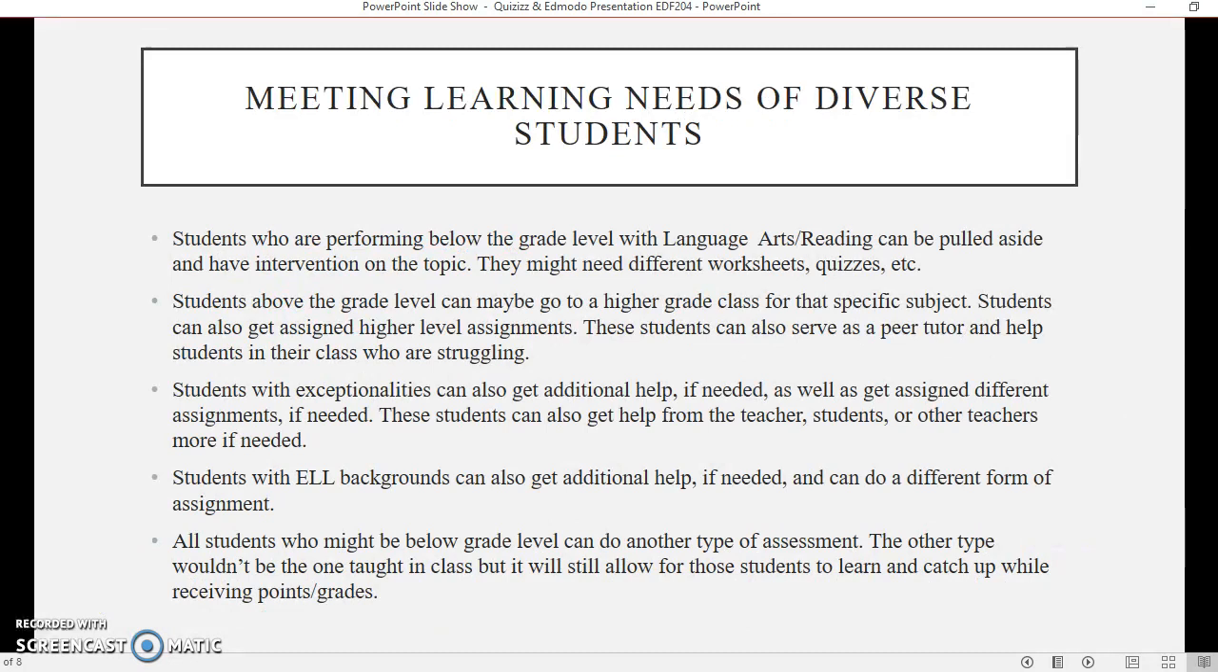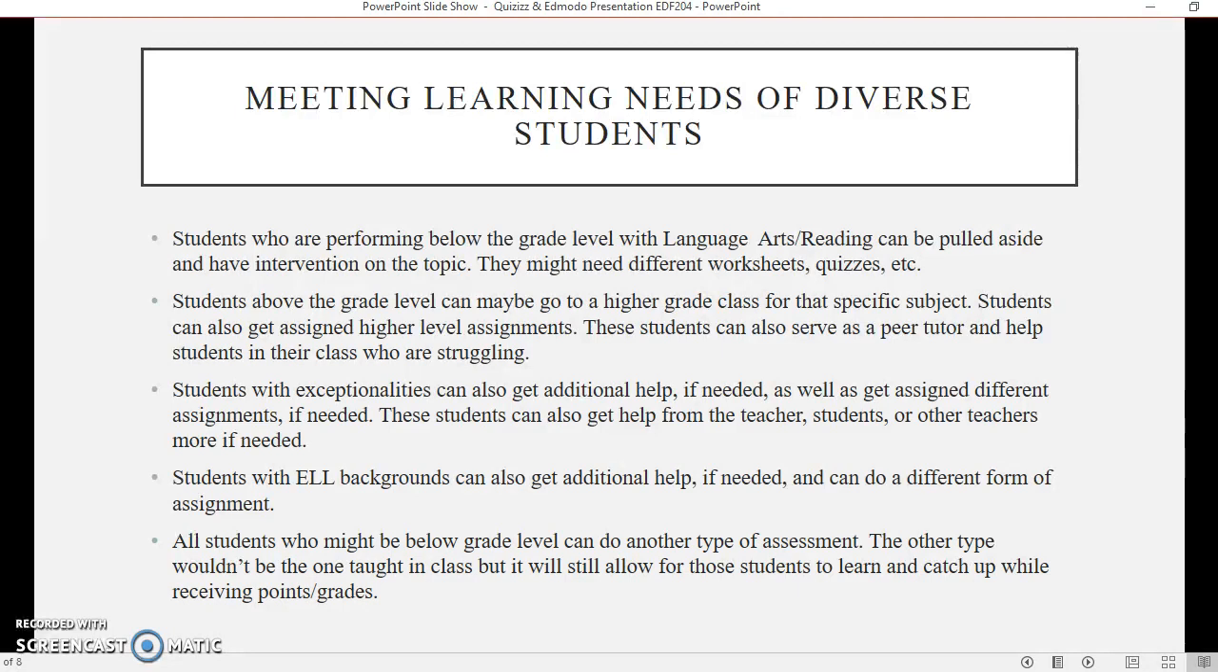And here's how we meet the needs of diverse students. So for example, students who are performing below grade level with language arts can be pulled aside and have intervention on the topic. They might need different worksheets and quizzes, or students with exceptionalities can get additional help if needed, as well as get assigned different assignments. All students who might be below grade level or above grade level, or whatever the case may be, can still do another type of assessment.